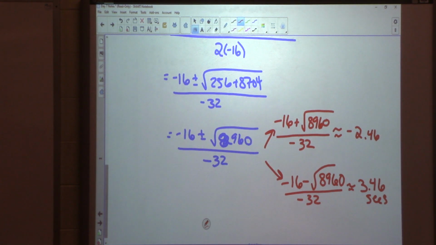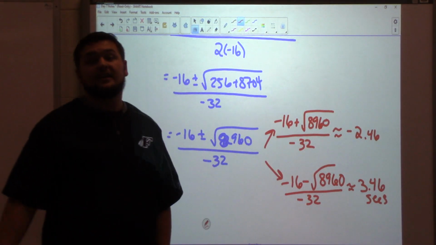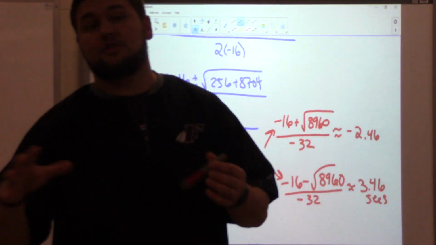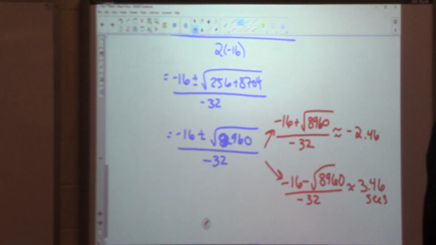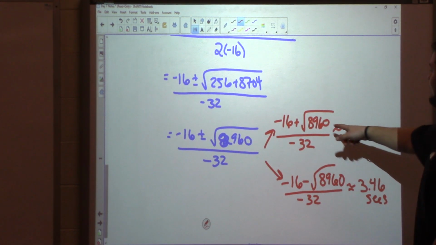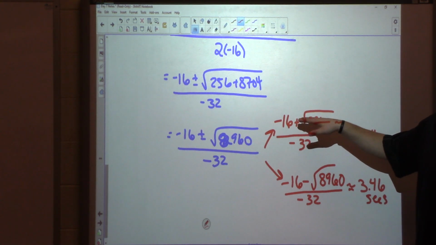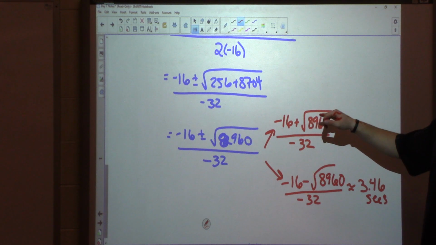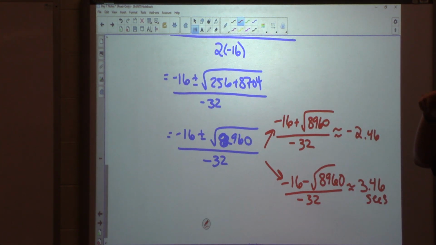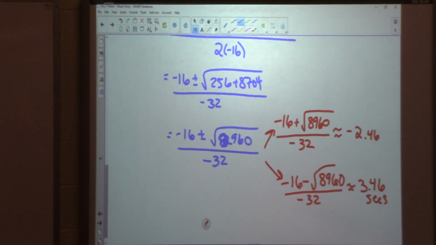Hey, if you need to, guys, do it one piece at a time. Do the numerator, hit enter, then hit divided by. If you try to do all 3 pieces at once, and you don't put a parenthesis after your radical, it does this number divided by negative 32, and then square roots it. So maybe in your calculator, type in negative 16 plus square root of 8,960. Enter. Divided by negative 32. Now you get the right answer. Yep. Okay, you've got to be very careful.